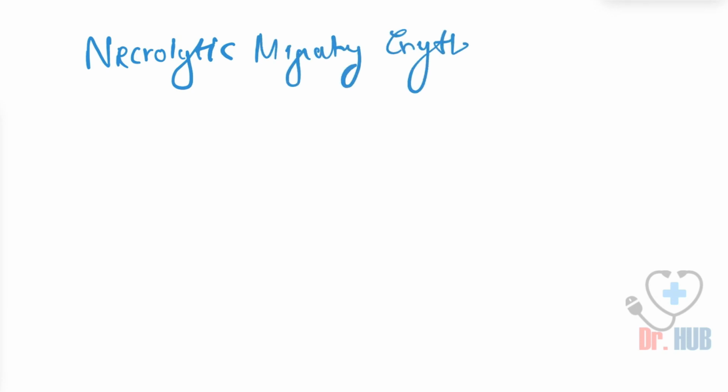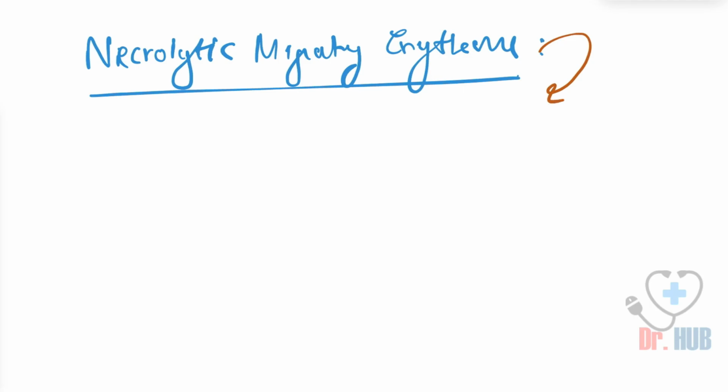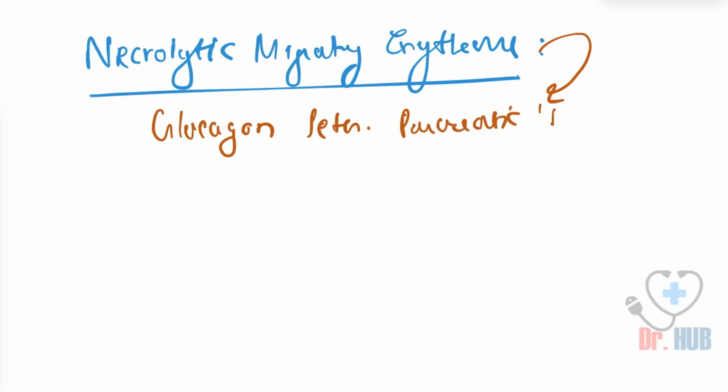Next, we move on to the other disease, that is necrolytic migratory erythema. In case of this disorder, the associated malignancy is the glucagon secreting pancreatic islet cell adenoma.